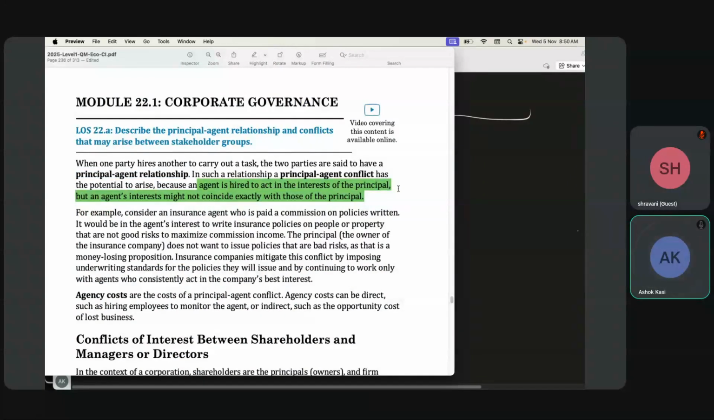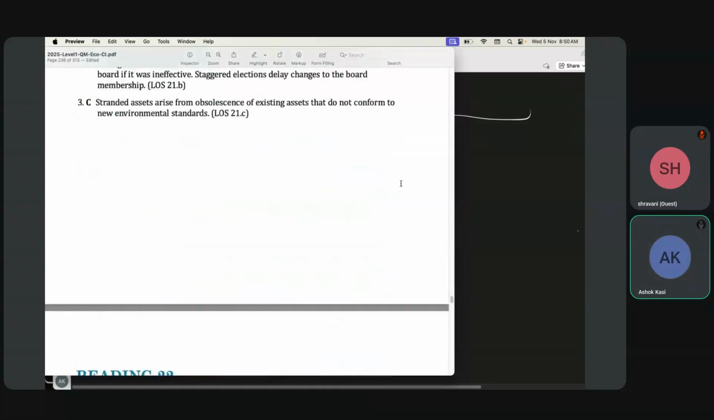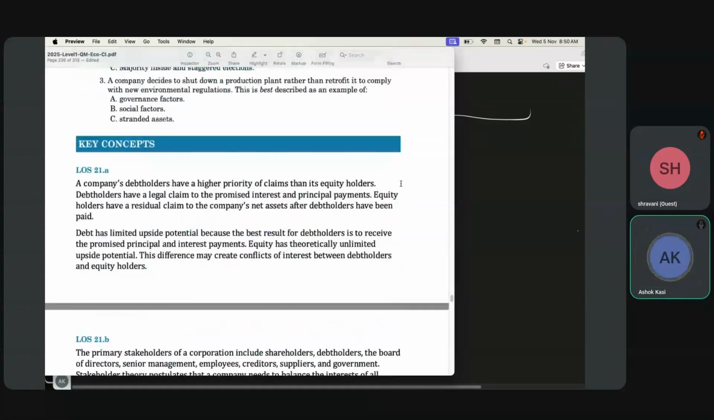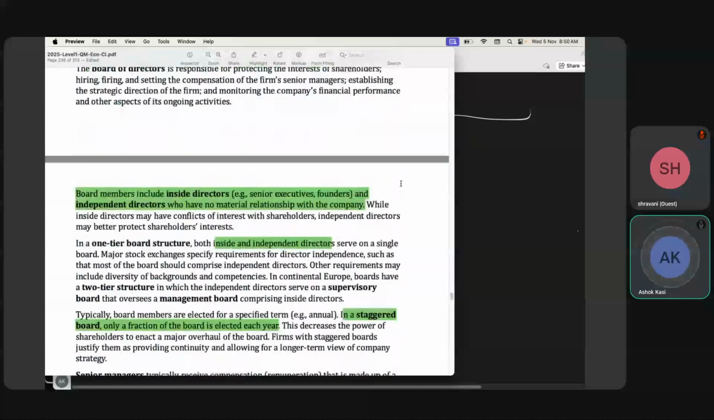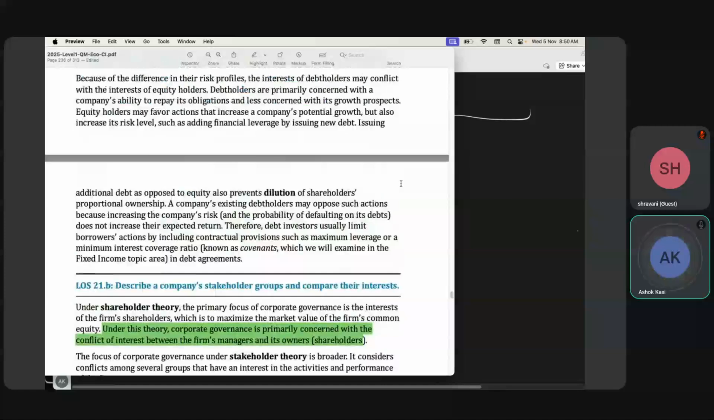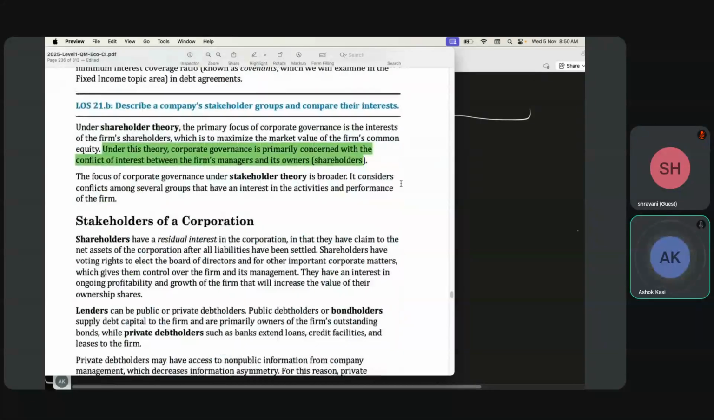Wait, one second, I have to explain something about that stakeholder. I think I missed that stakeholders theory. So I was explaining about shareholders and stakeholders theory. The focus of corporate governance under stakeholders theory is broader. So what is the difference between stakeholders theory and shareholders theory? Shareholders theory, I explained it. Now, what is the difference between shareholder and stakeholder?